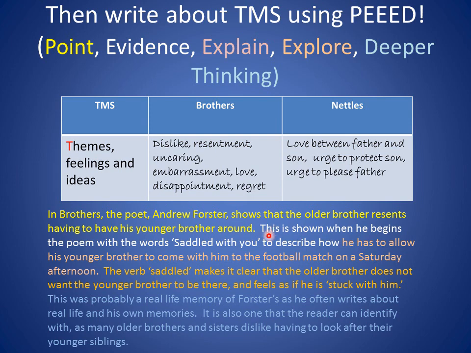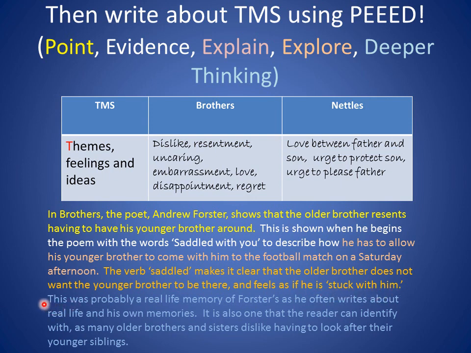Then my evidence is white. This is shown when he begins the poem with the words "saddled with you" to describe how, and I've put my explanation in with the same sentence, but I've colour-coded the explanation in pink to show where it begins. He has to allow his younger brother to come with him to the football match on a Saturday afternoon. Now some deeper exploration. The verb saddled makes it clear that the older brother does not want the younger brother to be there and feels as if he is stuck with him.